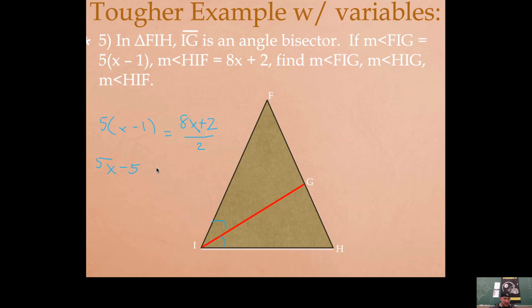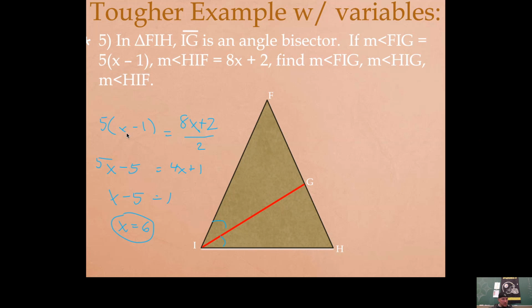5x minus 5 is what I get when I distribute. Now, when I divide a quantity by 2, you need to divide both terms by 2. So this is 4x plus 1. I'm going to subtract 4x from both sides. Then I'm going to add 5 to both sides. X is 6.